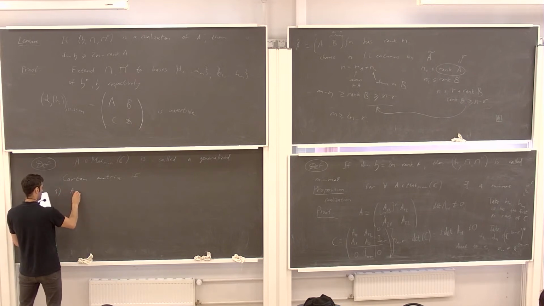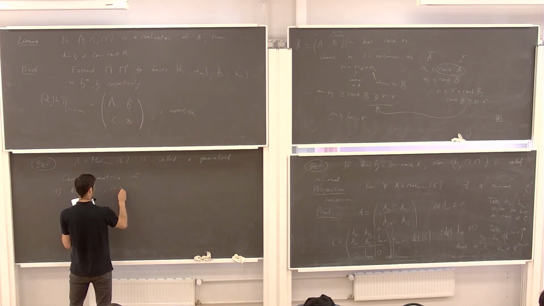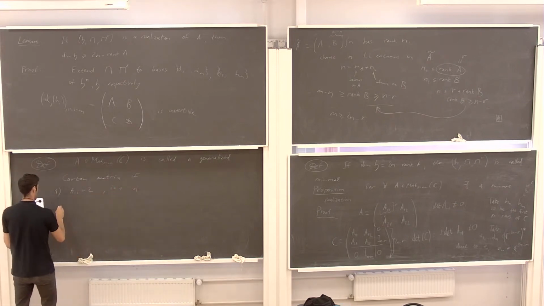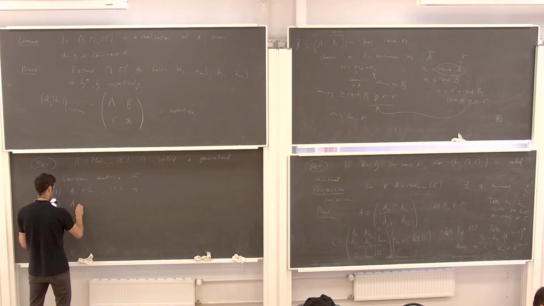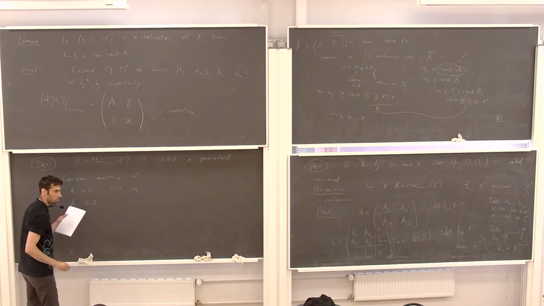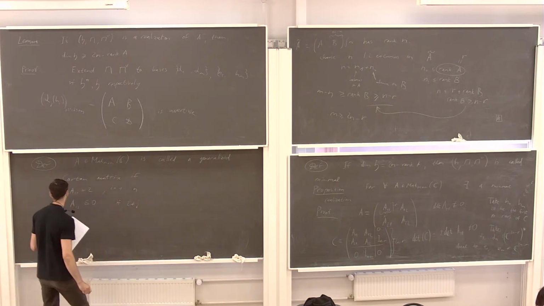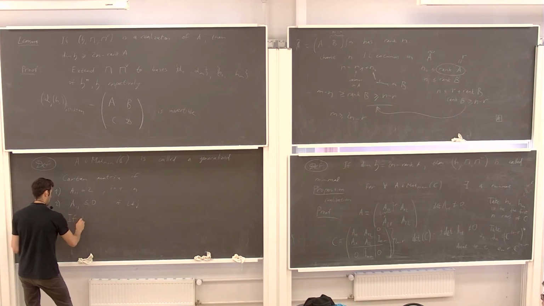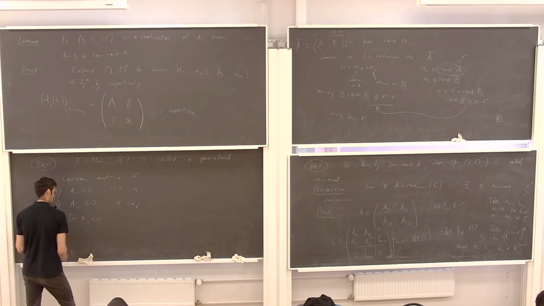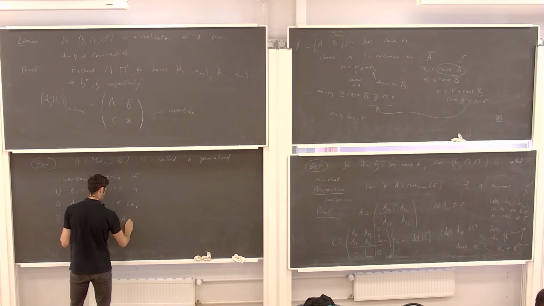First, on the diagonal I have 2's, so this is for all i from 1 to n. Then off diagonal elements are less or equal than 0. So if i is not equal to j. And the third condition is that Aij is 0 if and only if Aji is 0.